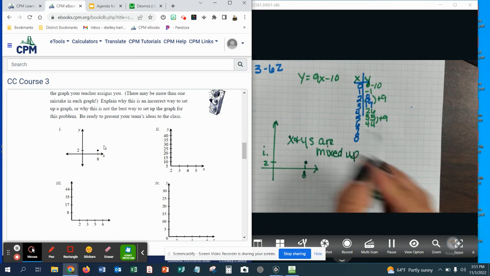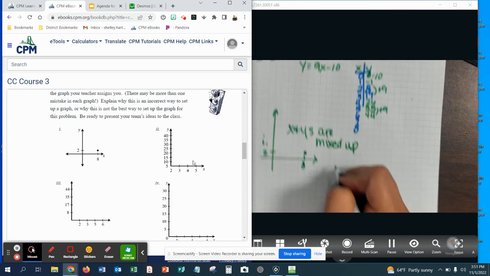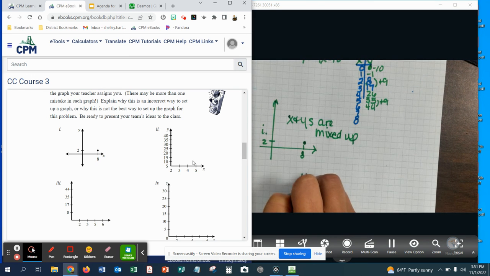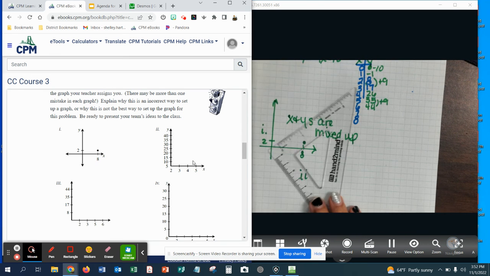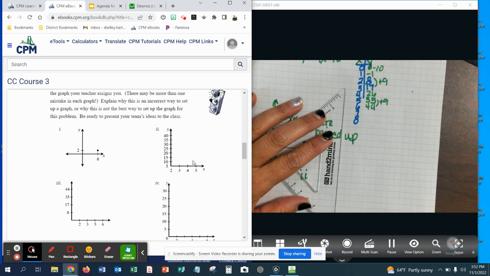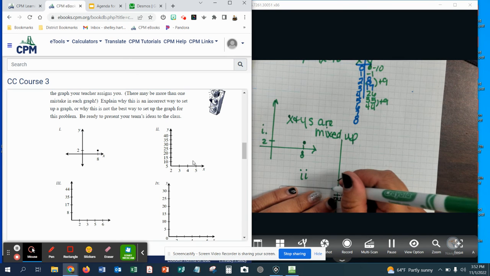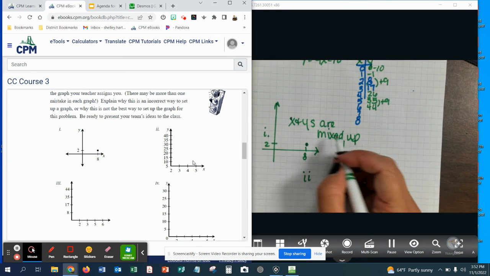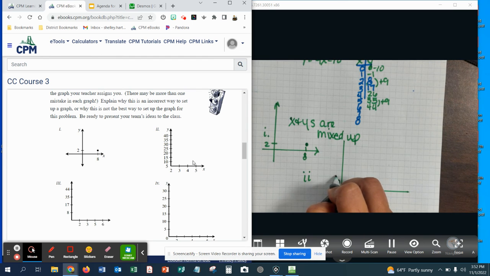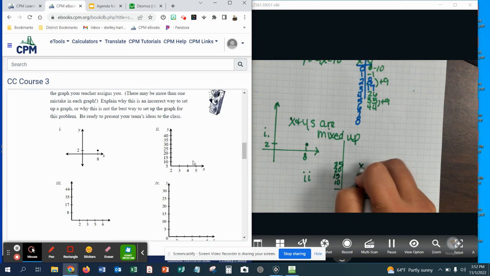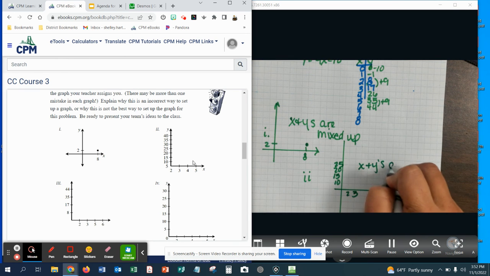If you look at II, those are completely weird, because check it out. Once again, it's all in positive. But they've got it in 10, 15, 20, 25, and this is like 2, 3, 4, 5. So the X's and Y's don't match at all.